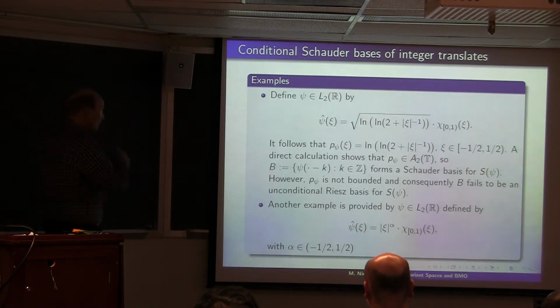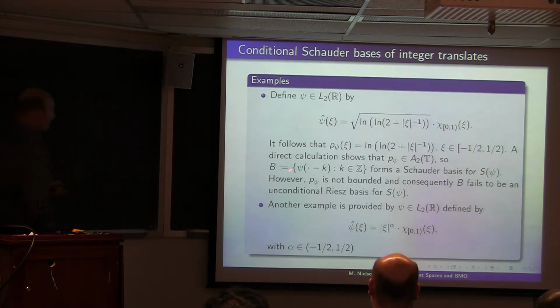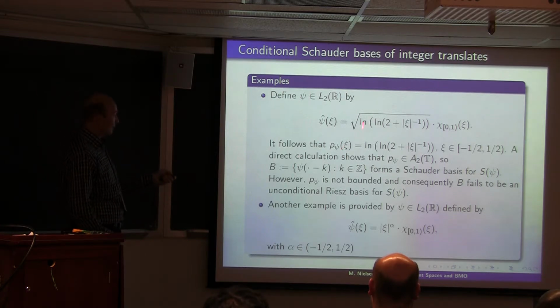Okay, so just an example of something that is not a Riesz basis. The first example is a little bit special. I'm going to return to this. If you define your function psi in L2 by taking the square root of ln of 2 plus 1 times the characteristic function of 0 to 1, then it's very easy to check that the periodization function associated with this is going to be this.